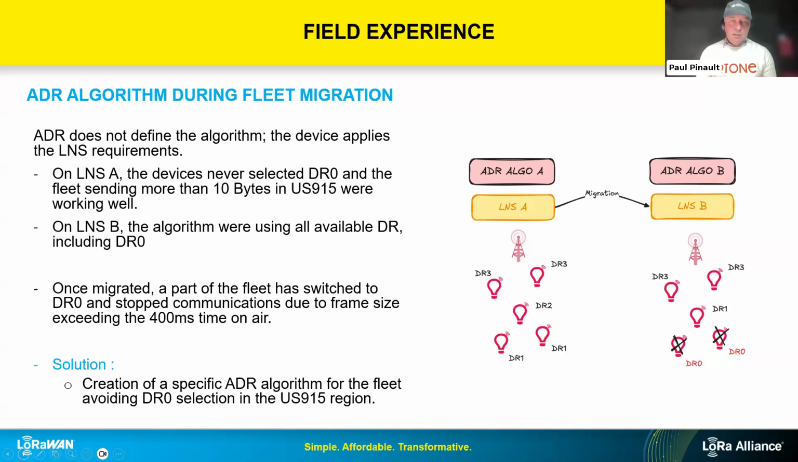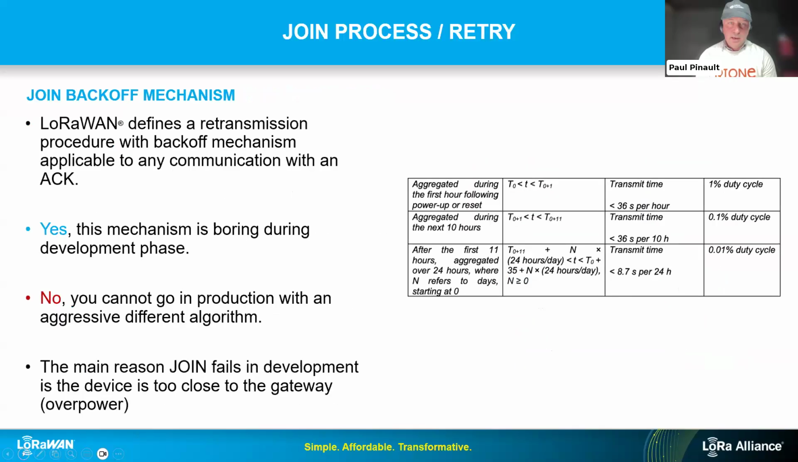So it was quite easy to fix because we just rewrote the algorithm on the LNS, and so the devices came back. But you see that we have to consider this when we do a migration. It's not just migrating and everything will be okay. You can have impacts like this if you don't pay attention to this. We can go to the next slide.